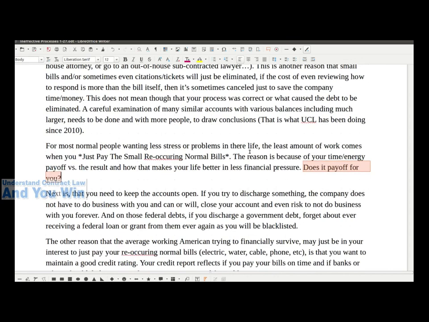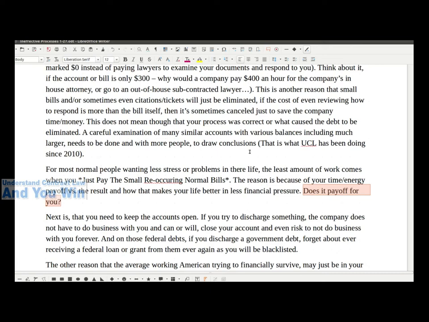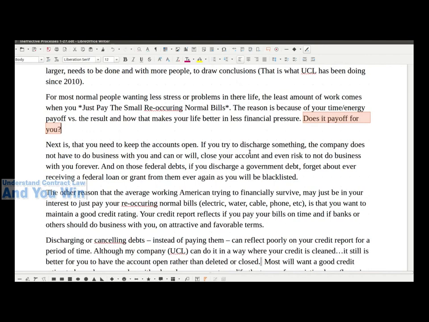Sometimes you can even just call the hospital if it's a hospital bill, or if it's an unpaid credit card bill and you haven't paid the credit card company in a year, sometimes you can just call them and negotiate with them and say, I owe you $3,000, what if I pay you $1,500? And about a 2-minute phone call saves you $1,500.